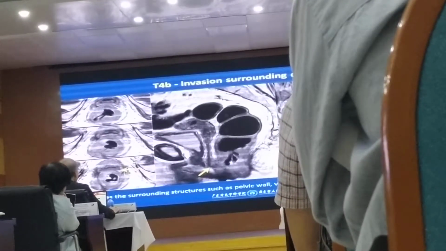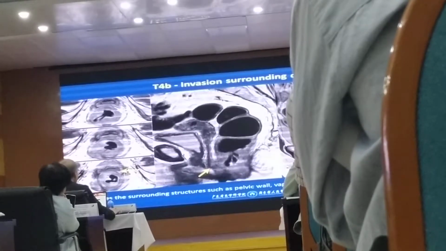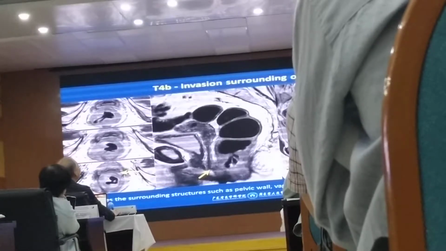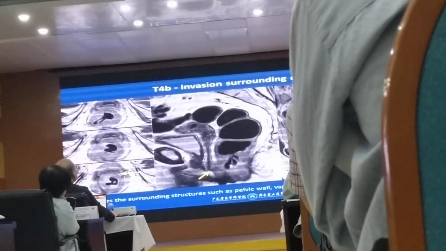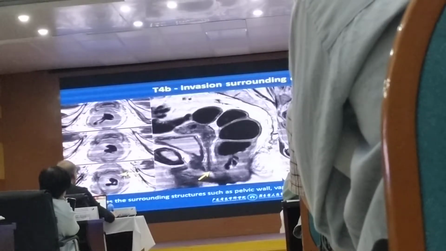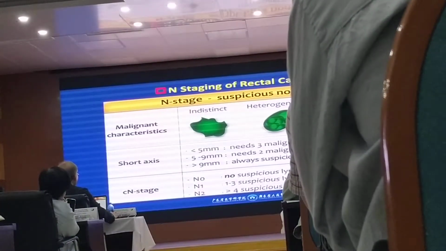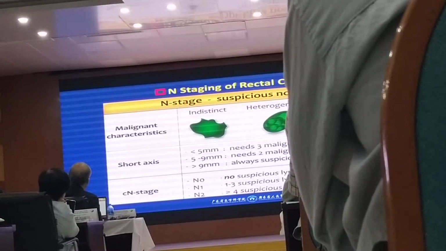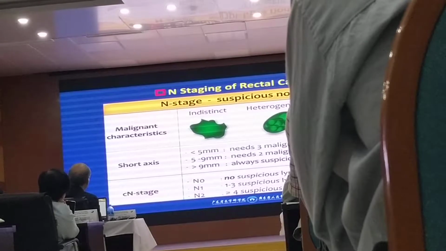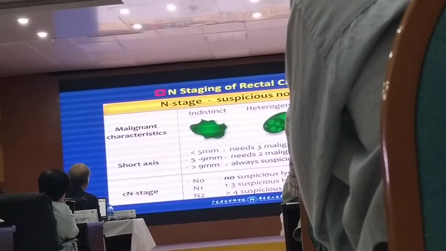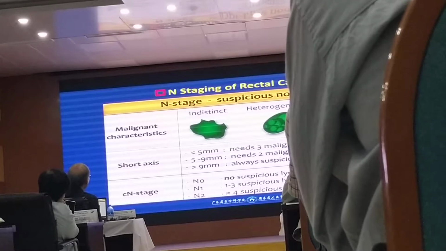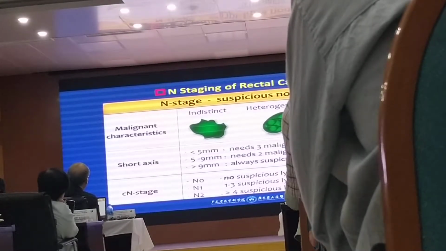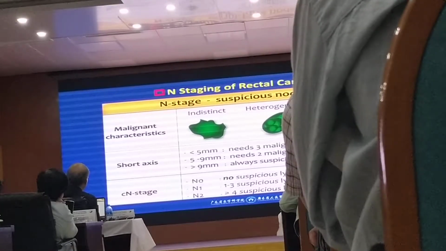The T4b tumor invades the surrounding structures, such as the pelvic wall, the vagina, prostate, bladder, and the seminal vesicles. According to the number of suspicious lymph nodes, N0, N1, N2 will be staged. As we know, if the short axis of a lymph node is over 9 millimeters, the invasion is always suspicious.